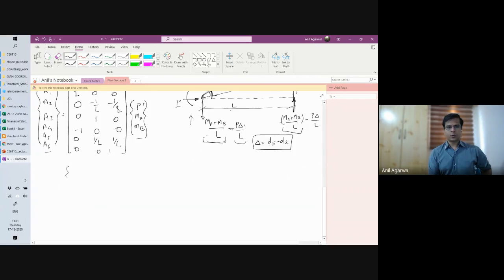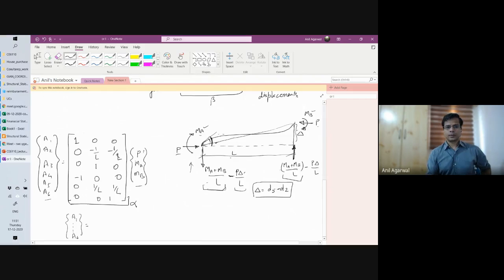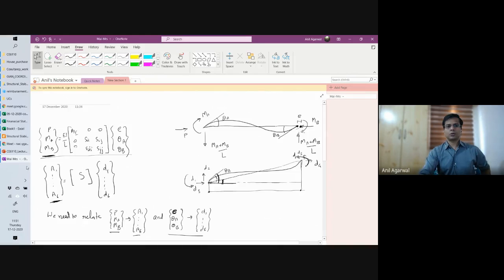Now, as I had mentioned before, we need to connect A1 to A6, this A vector, with ultimately the D vector. But what we have just found is, let me call this matrix alpha. And let me call this matrix that was relating the displacement side of it beta. So I found A1 to A6 is equal to alpha times the P, MA, MB vector. Which I knew was equal to, what was P, MA, MB equal to? This thing right here.